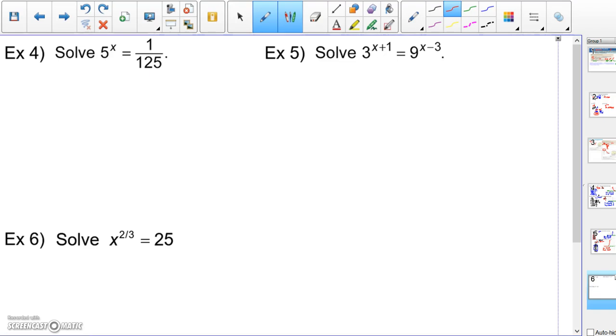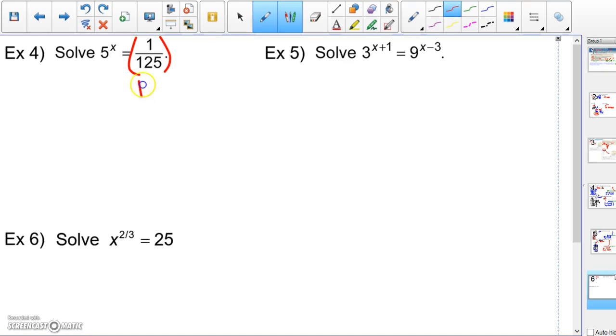When we're solving exponential equations, the first trick that we have is to try to make the bases match. So we have 5 to the x equals 1 over 125. So if we could change that right side into a base 5, that would be ideal. And some of you can probably see what's going to happen immediately. So I need to change that into a base 5.